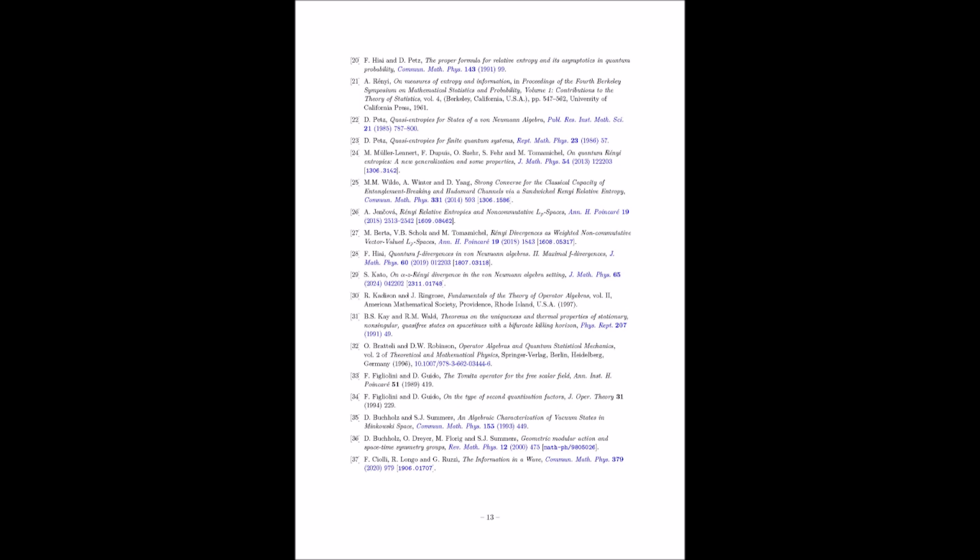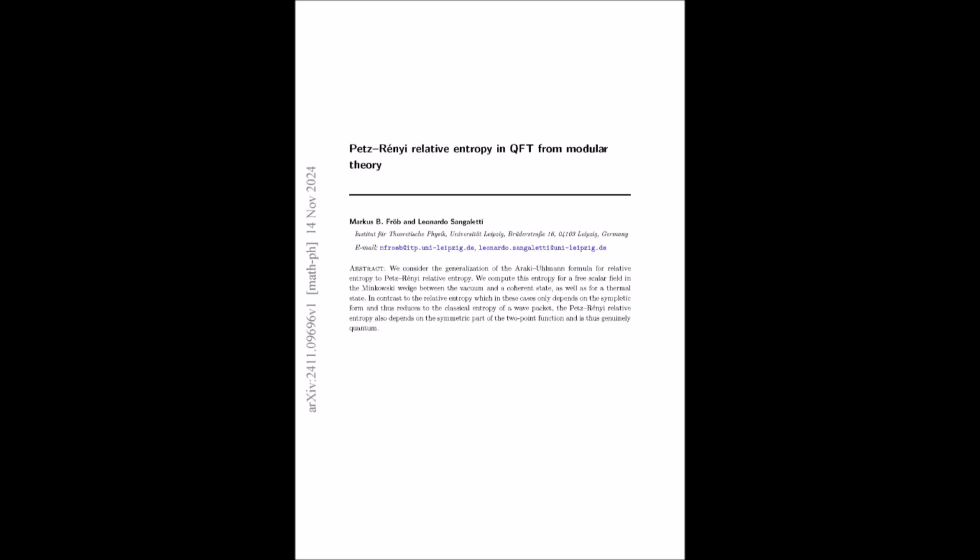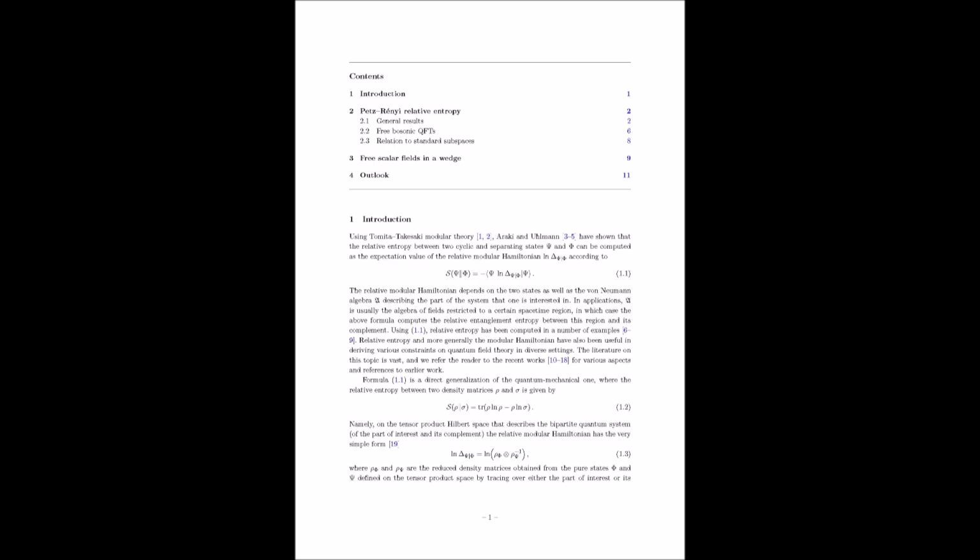Now, remember we talked about how the authors connect the Petz-Rényi relative entropy to the modular flow using analytic continuation. Yes, that was a key insight. Can you remind us what's so important about that connection? So the modular flow describes how quantum states evolve in time. Right. It's like the movie of the quantum world.